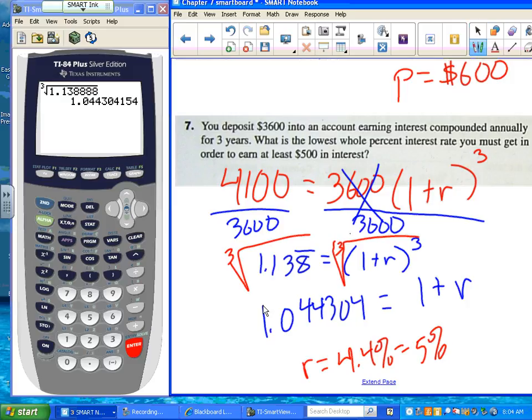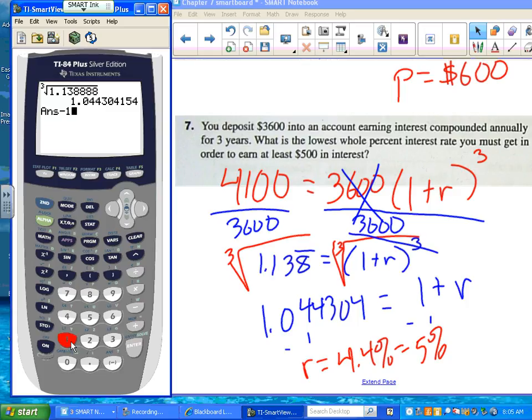So then what would you do? Emma? Yeah. So then you would just minus 1 on both sides. So I'm going to use my calculator. Minus 1. Now, do you see how it puts in answer minus 1? It grabs this answer and just subtracts 1 from it. It's much easier than retyping it in. So you get 0.0443, which is your rate as a decimal. Move it to the right 2 places. You get 4.4%.